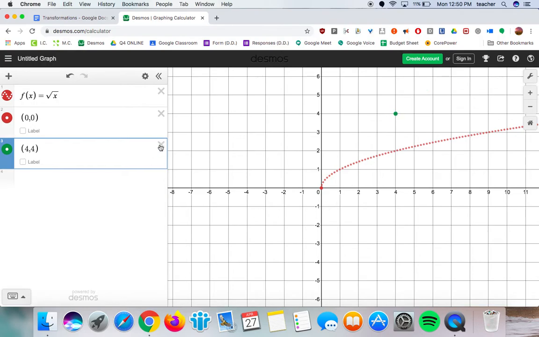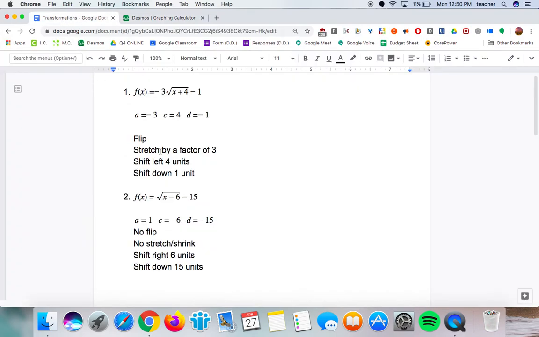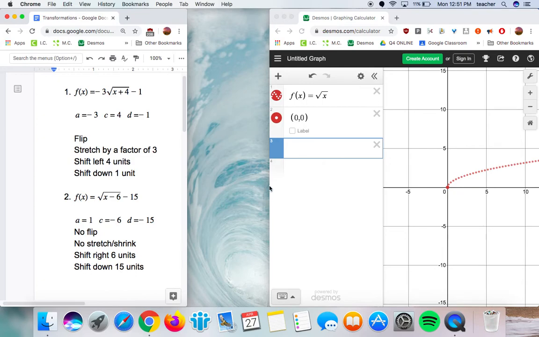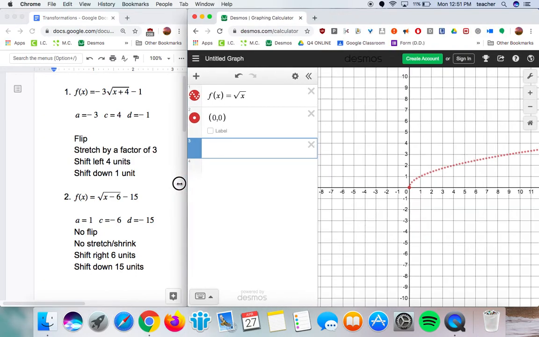So if you put that all together, we have these graphs that are all based on this one right here, but have all these special changes. So let's go ahead and look at this one right here, actually. I'll type this one in. Let's look at this example here. I don't know if this screen setup is going to work very well. Okay, so we have f of x equals negative 3 times the square root of x plus 4 minus 1.